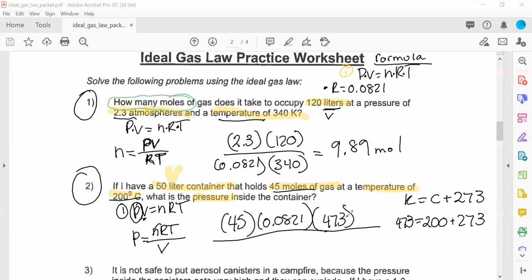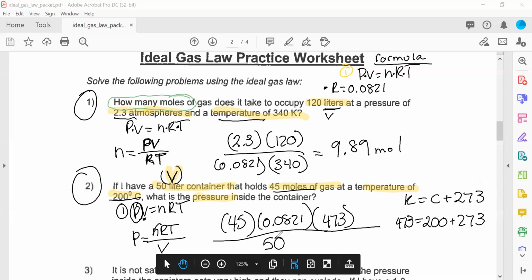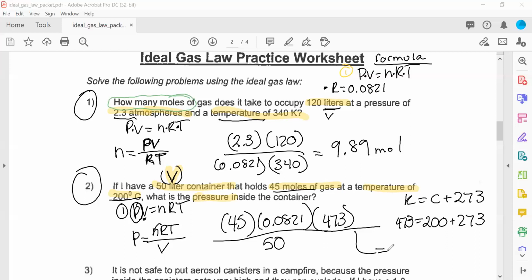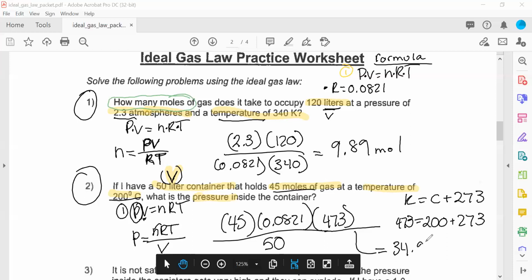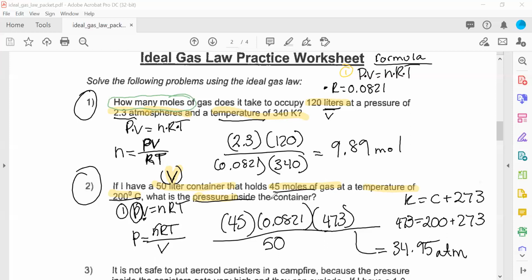And then volume, you need to know that liters is the unit for volume. So I'm going to put liters in the bottom. And all I have to do at the end is just put it in the calculator and solve. So it'll be 45 times 0.0821 times 473 divided by 50. And then my answer that I got was 34.95 atmospheres, because we're solving for pressure. So that's basically the gist of how to do it.